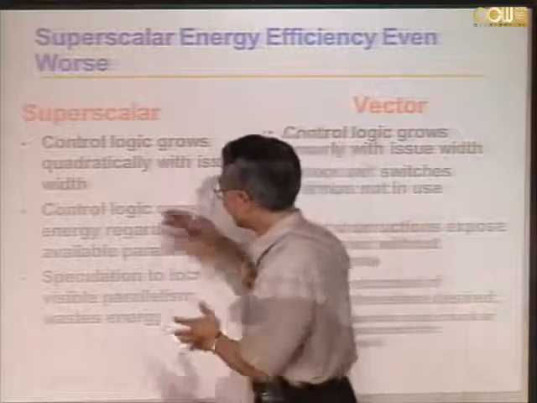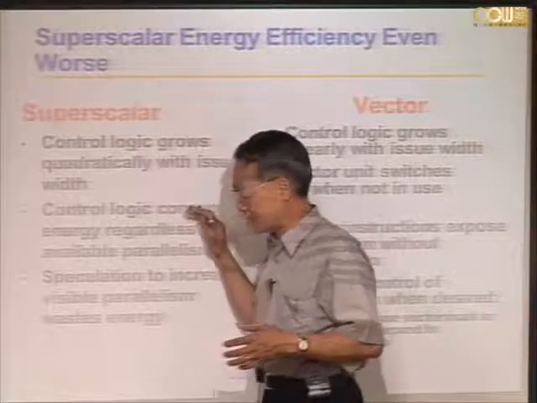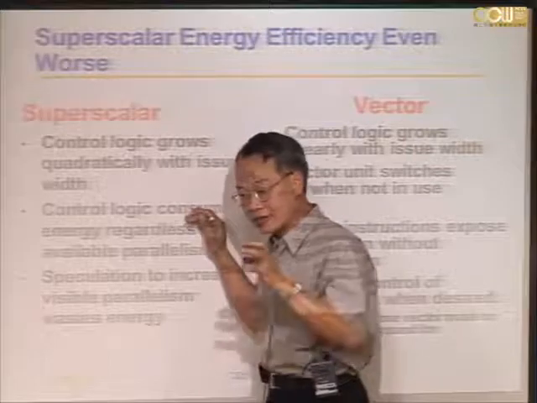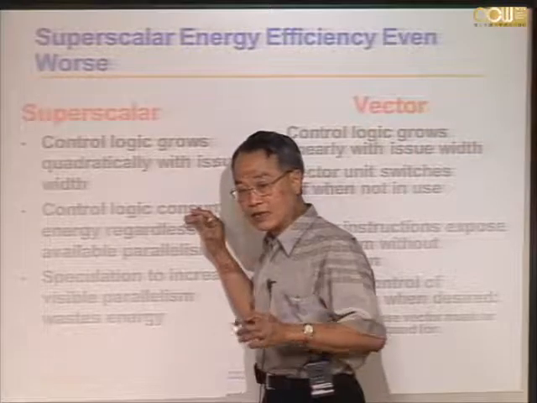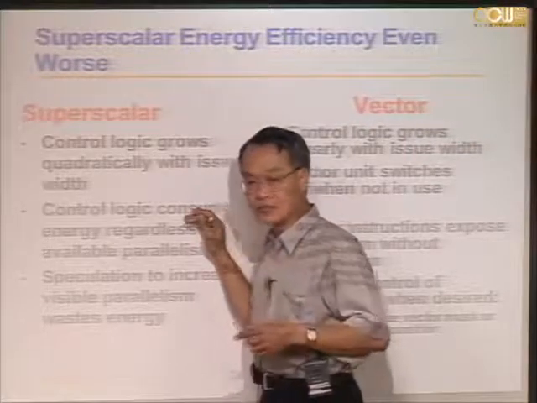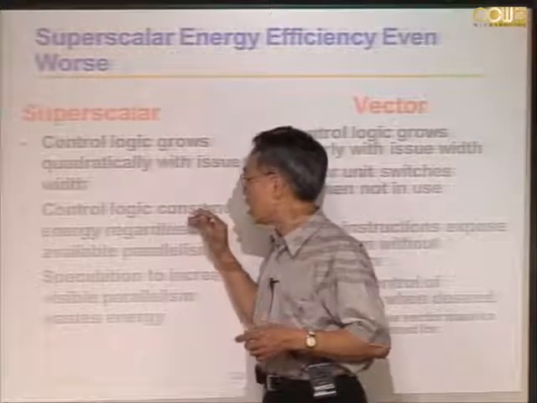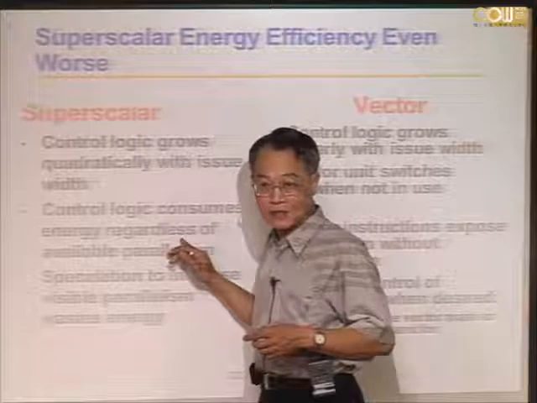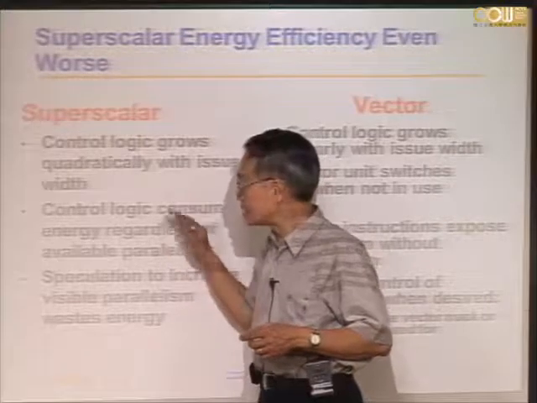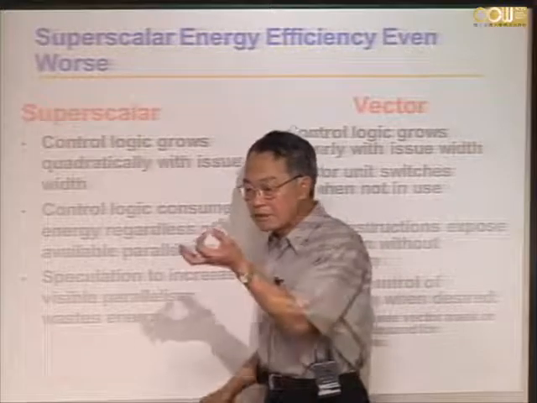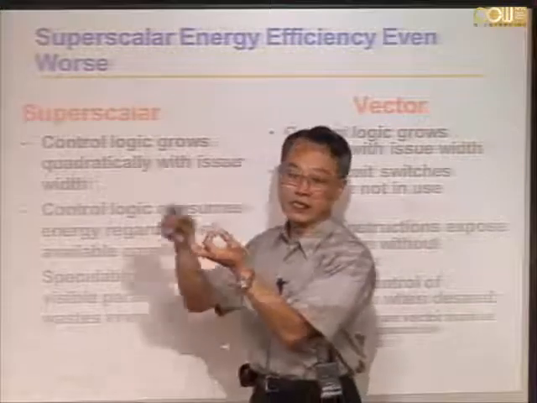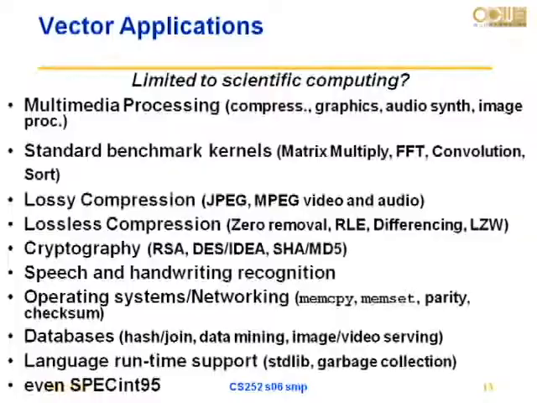And the control logic for decoding, for comparing, checking dependencies, controlling data forwarding, and rolling back for mispredicted branches, all consume a lot of power. That's why we don't even use them in the simpler cores in a multi-core design.